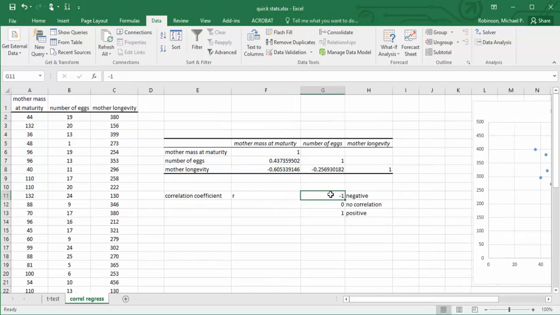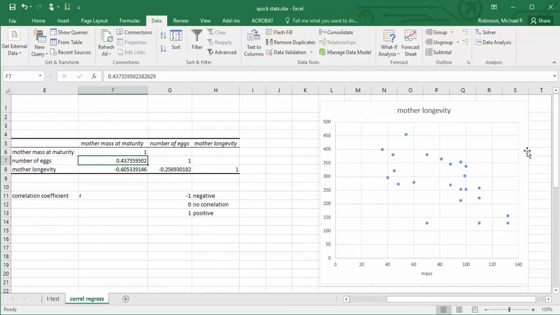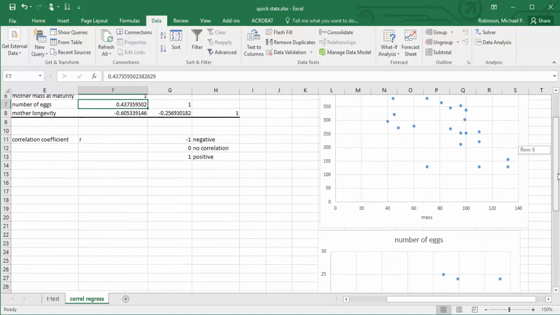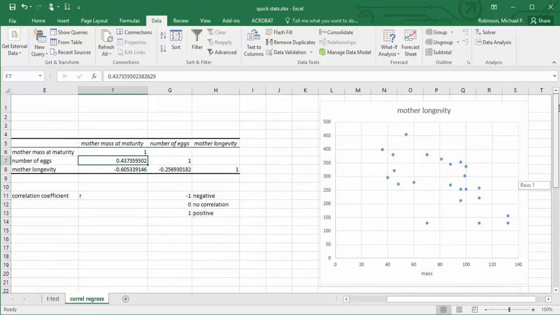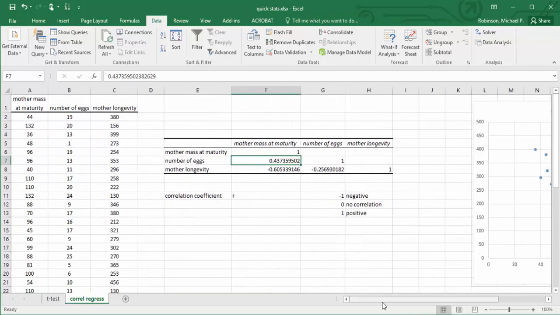So it's approaching -1. If you notice, this one is 0.437, which would imply it's not as strong a correlation. And here you see that the points are a bit more spread out, but it still looks like it might be a good correlation. Okay, so these are the correlation coefficients, and the closer the number is to 1 or -1, the stronger the correlation, and the sign of it will tell you the direction. Is it negative or is it positive?